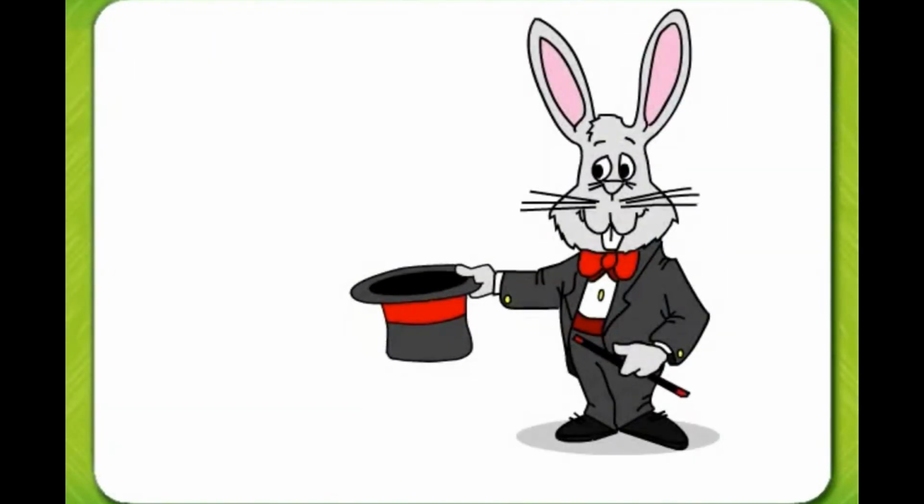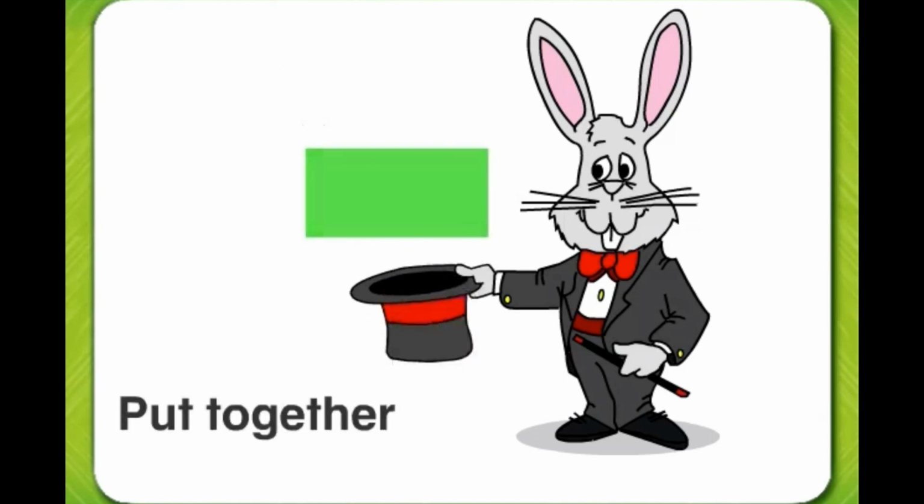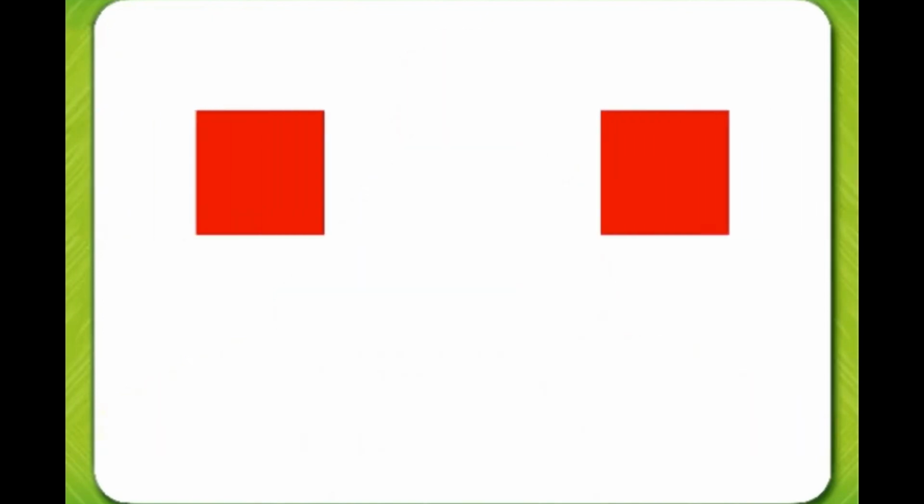Make new figures. It's time for a figure magic show. I'll start with 2 squares. I'll say the magical words, put together, and look what happens. The 2 squares turned into a rectangle. But you don't have to be a magician to perform this trick. You can put figures together and take them apart to make new figures. Let's take a closer look.